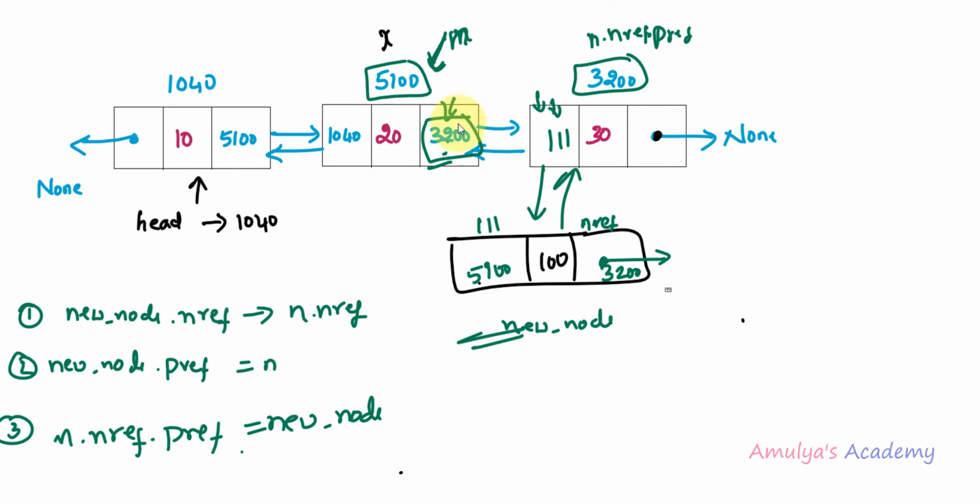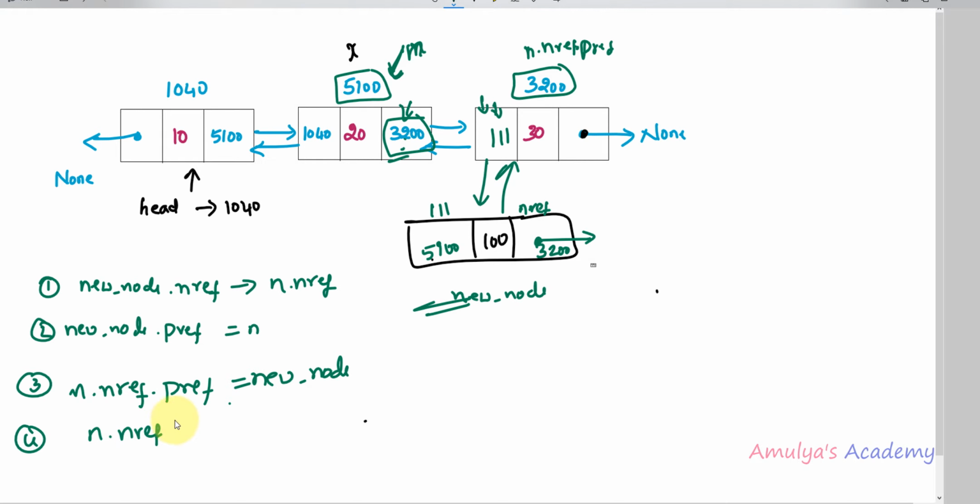Next you need to change this, that is n.nreference. This is n, that means this is n.nreference. You need to store new_node here. Okay, so this is the code.